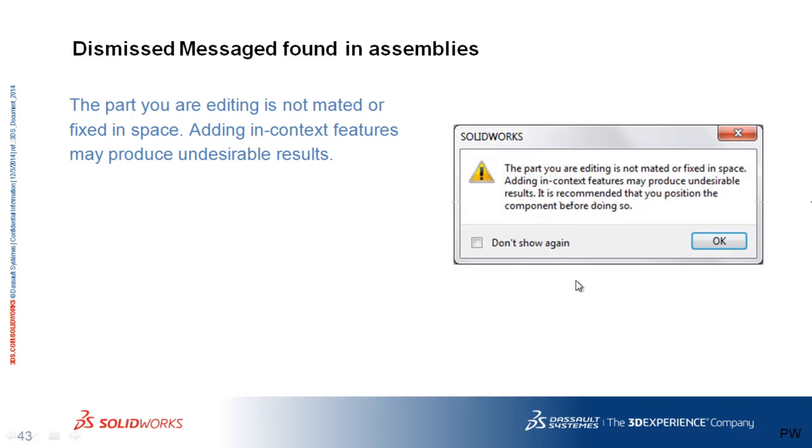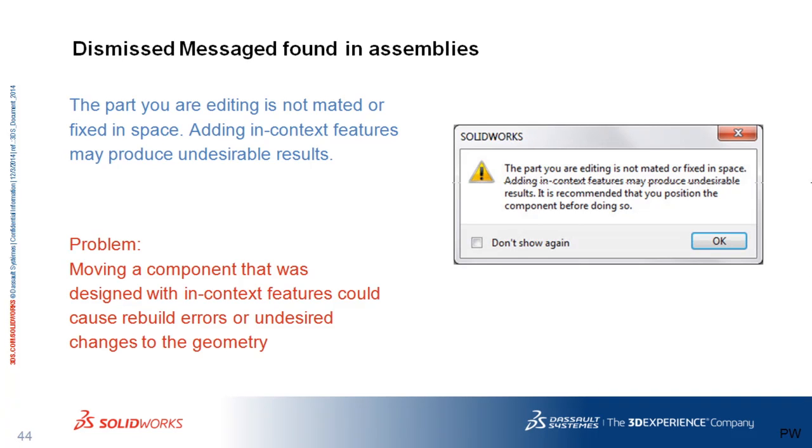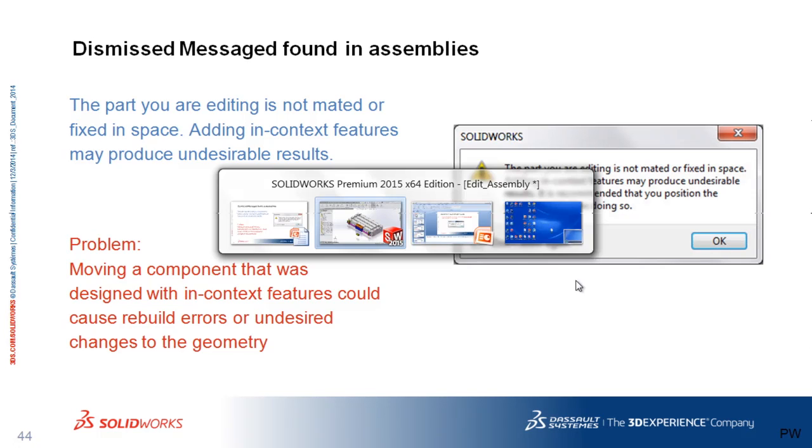This one, hopefully you haven't seen, but if you're editing a part, hopefully you get this warning, and you haven't dismissed this message. So what would be the problem if you dismiss this message and it doesn't give you the warning that the part's free floating out in space? As you can imagine, if you add any in-context features to parts that are free floating in space, if you go to mate it afterwards, that's really where you'll see the problem.